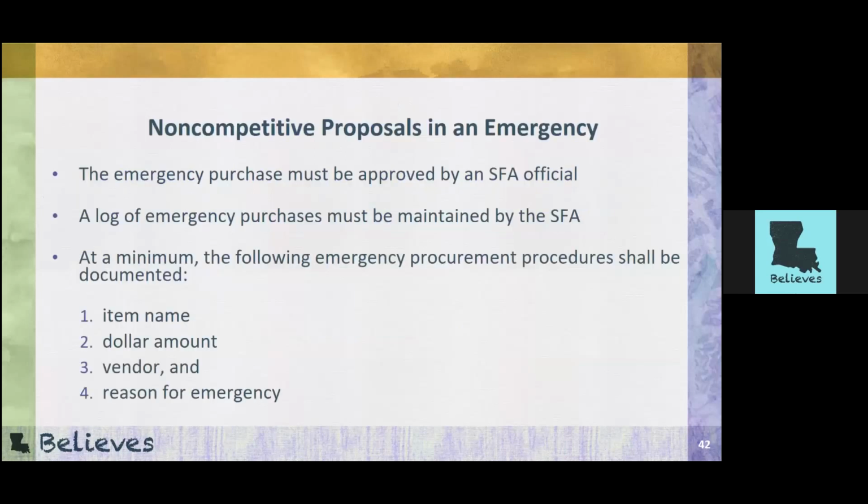Non-competitive proposals in an emergency. I think we are all familiar with that. You can use non-competitive proposals in an emergency situation. It must be approved by an SFA official, and you must keep a log of the emergency purchases that the SFA makes. And at a minimum, the following should be documented: the item name, the dollar amount, the vendor, and the reason for the emergency.